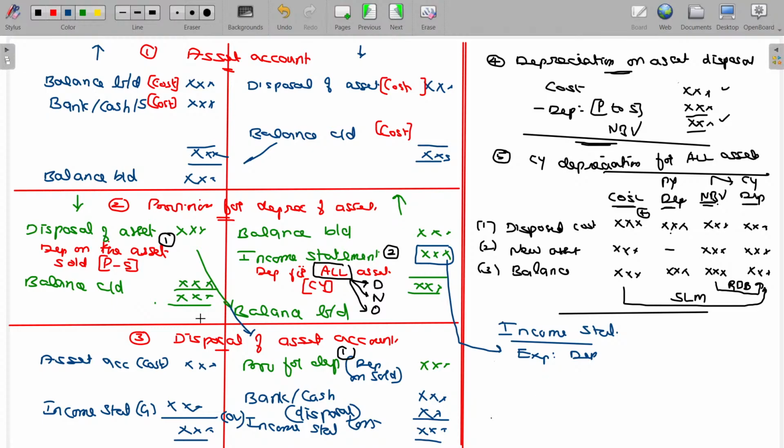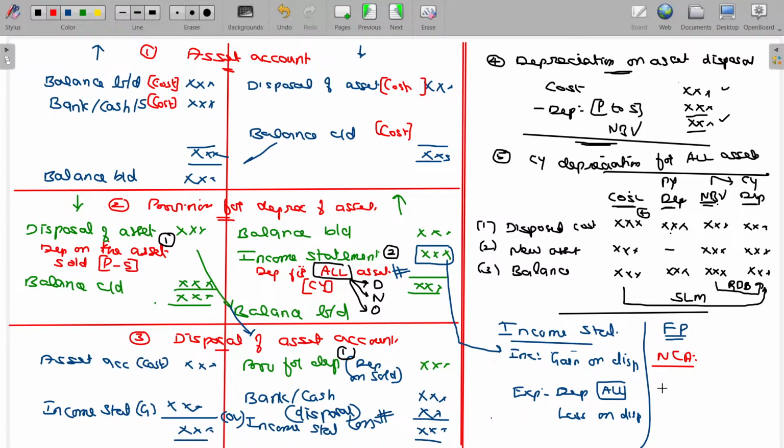Not only that, on sale you will get a loss also. I'll put the hash symbol representing all these items. So loss on sale. In case of gain, that will be shown under income. What are the incomes we have during this period due to the asset disposal? Gain on disposal or profit on disposal.